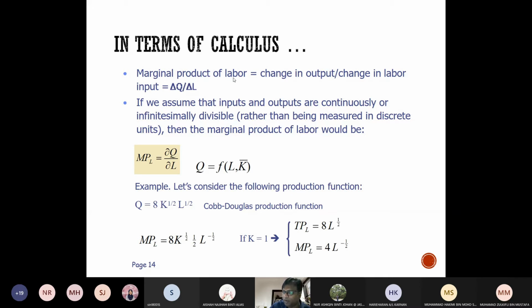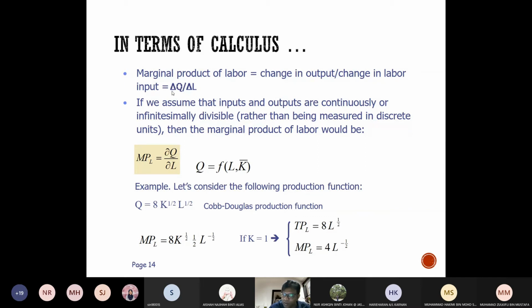Marginal product of labor, which means it's the change in the product over the change in the labor. Remember that. So changes in the product over changes in the labor, that we call the marginal product of labor.